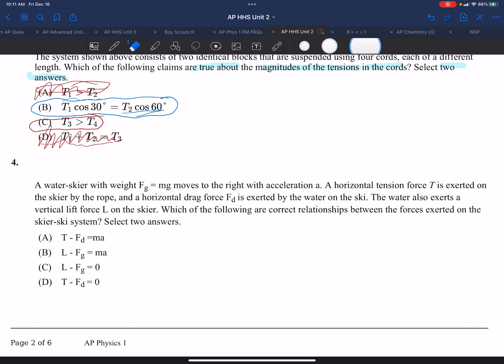The system: we have a water skier. We'll represent it by this dot. And we're told there's a number of forces acting on it. We have a force of Fg, and it's moving to the right with an acceleration, so we know the net force is not equal to 0.